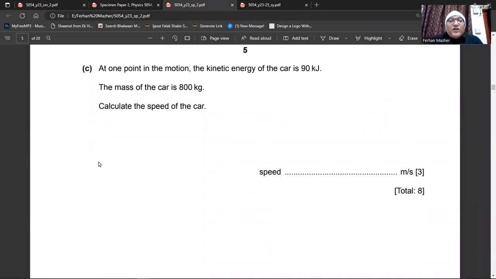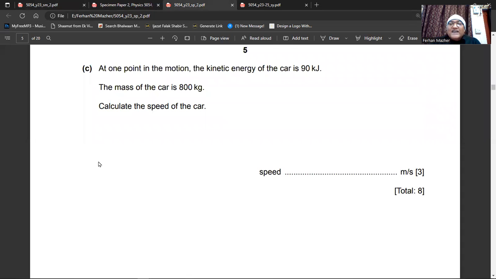It says at one point in the motion, the kinetic energy of the car is 90 kilojoules. The mass of the car is 800 kg. Calculate the speed of the car. The kinetic energy is given, that's 90 kilojoules, which means 90,000 joules. And the mass of the car is 800 kg. The speed of the car is the question.